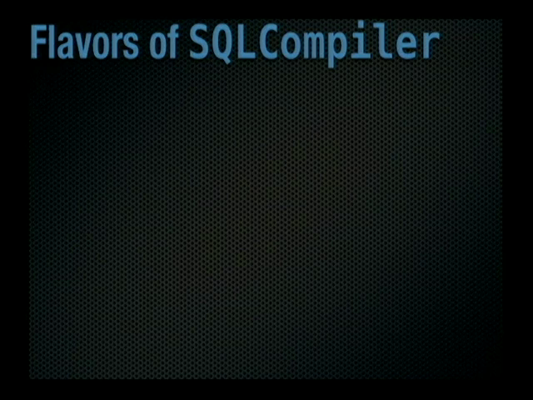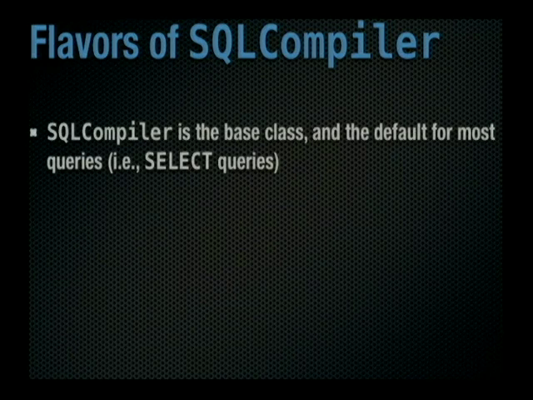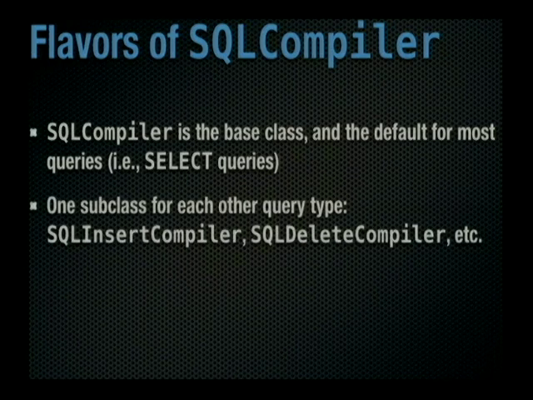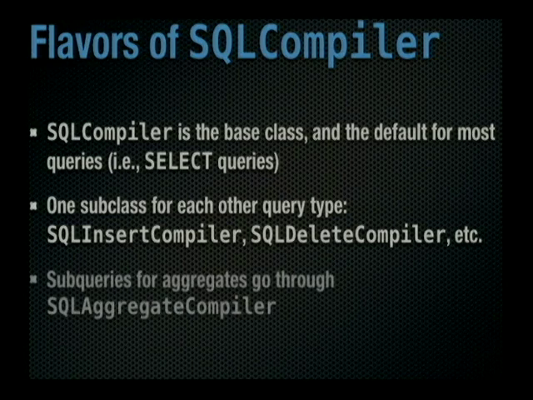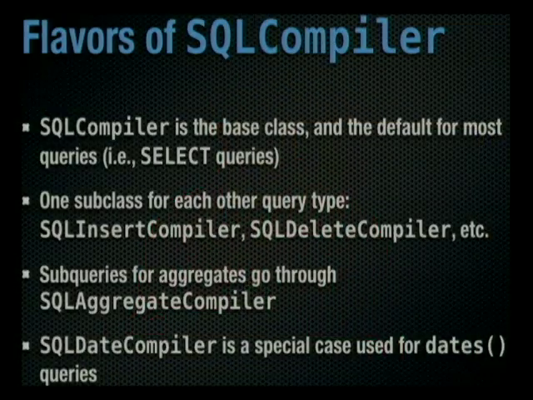SQL compiler actually comes in a bunch of different flavors. Basic SQL compiler we only use for select queries. That's all it does. We provide other subclasses that know how to handle other types of SQL queries. We have one for insert and one for delete and all that sort of thing. We also have a special aggregate compiler that knows how to do queries that have aggregates in them because those are a little wonky. Anytime you run into a bug where Django isn't processing aggregates correctly, this is probably where that bug is. There's also a date compiler.